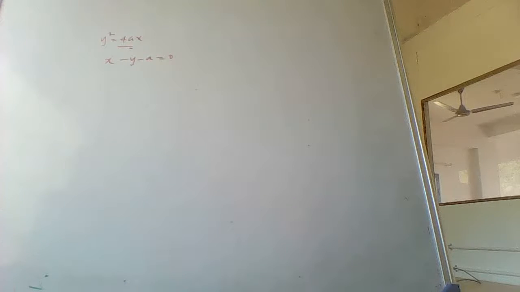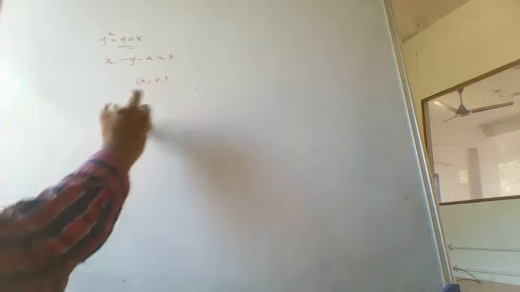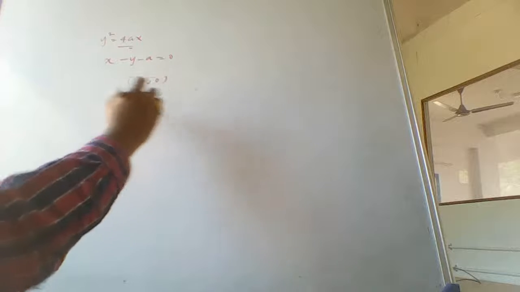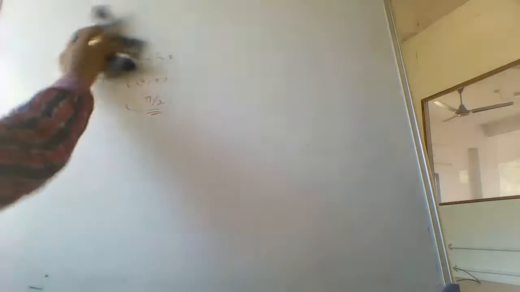Now the given chord passes through the point a comma 0. The tangents at the extremities of the focal chord meet at a right angle, so the angle will be pi by 2. So this is the angle between the tangents to the parabola y square is equal to 4ax. That is the solution for the problem.